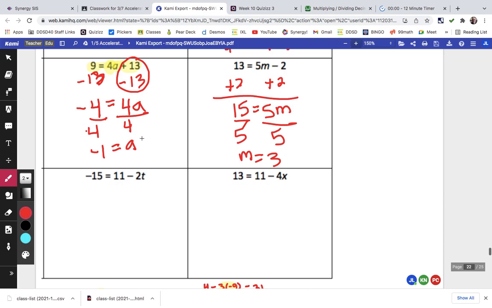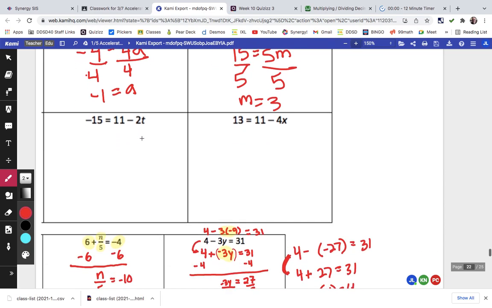We did a little bit more challenging problems. For example, negative 15 equals 11 minus 2t. We're going to change this into an equivalent problem, which is negative 15 equals 11 plus negative 2 times t. That way we can correctly subtract this 11. Subtract 11. This is negative 26.